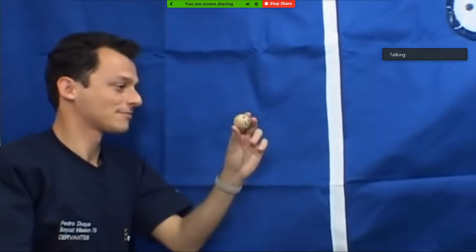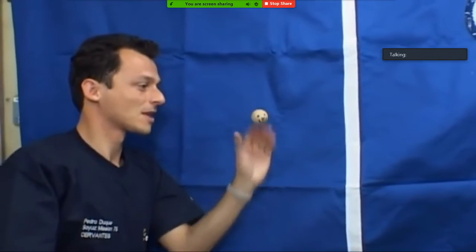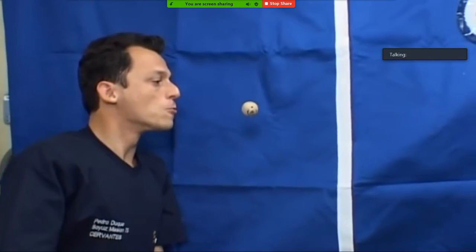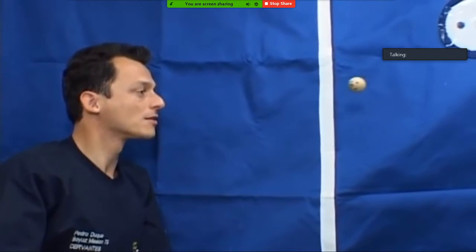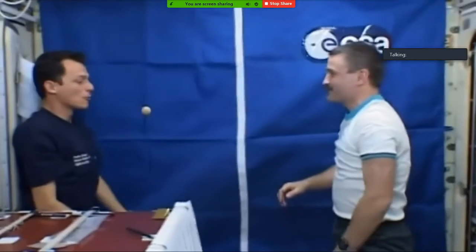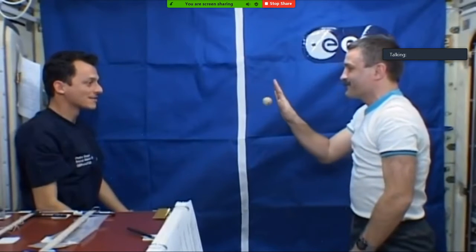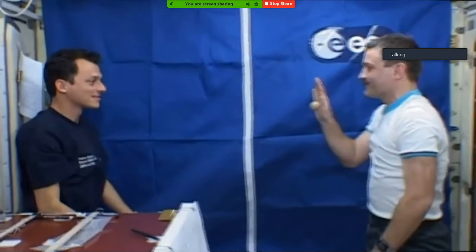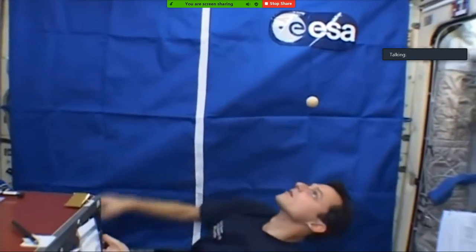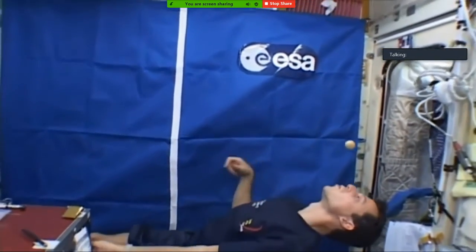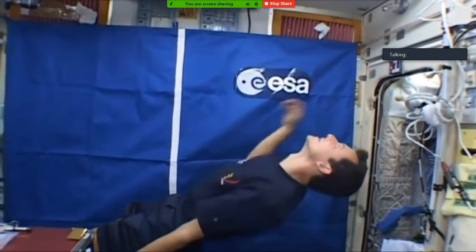Hi, Pedro. That's a nice smile you've got there, Pedro. Not much is happening. The ball is just hanging there in midair. Pedro blows on it and it moves because of the force of his breath. Now the ball is moving again, except this time Alexander has stopped it with his hand. And this time, nice move. Pedro changes the ball's direction by applying a force.